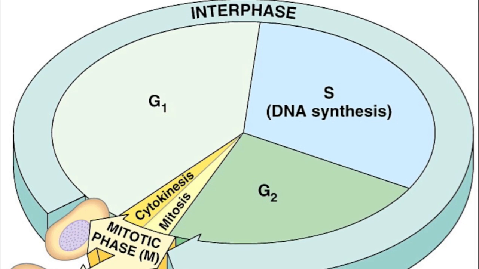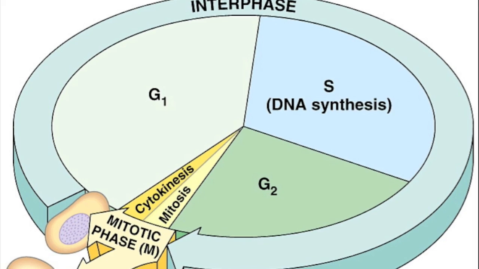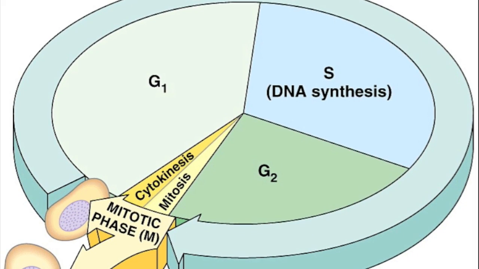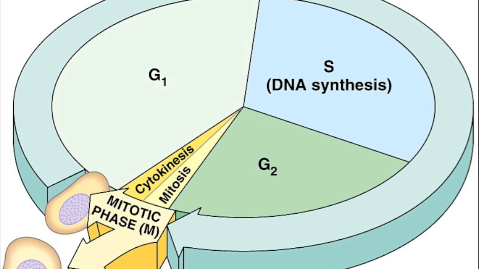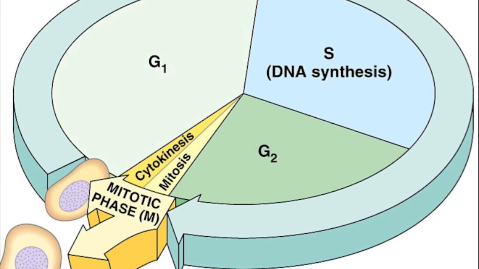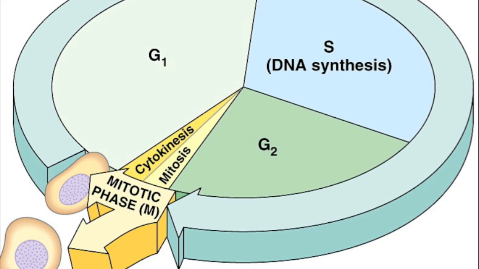The cell cycle is divided into three phases: interphase, mitosis, and cytokinesis. Interphase is the longest phase and includes G1, the decision to begin the process of cell division, S, the synthesis of DNA, and G2, when the preparations are completed and the cell is ready to divide.